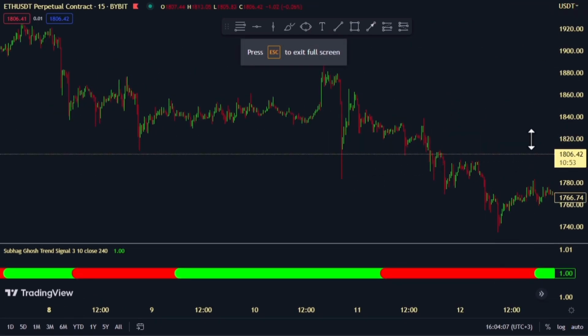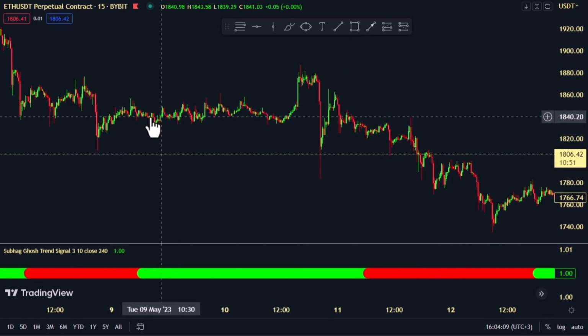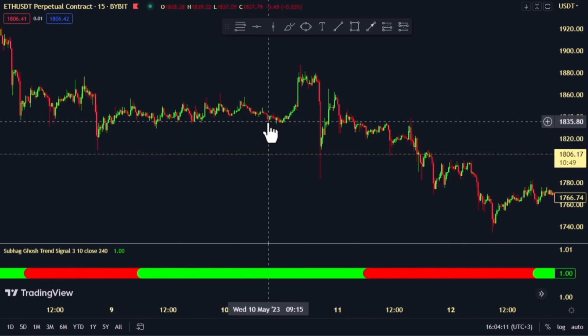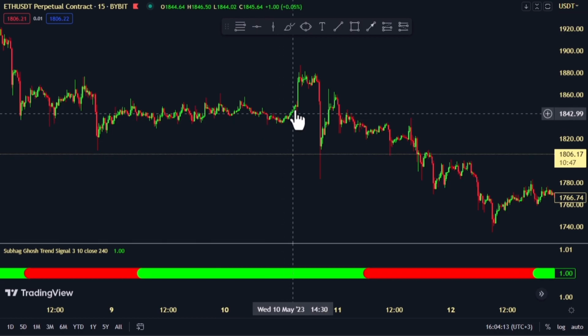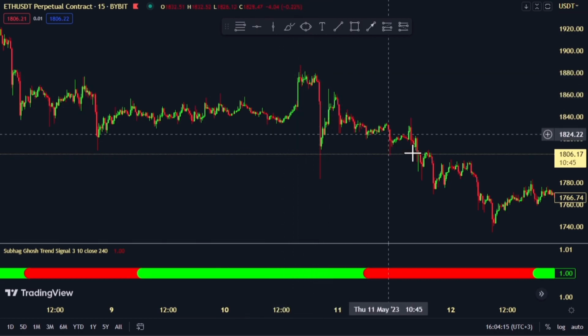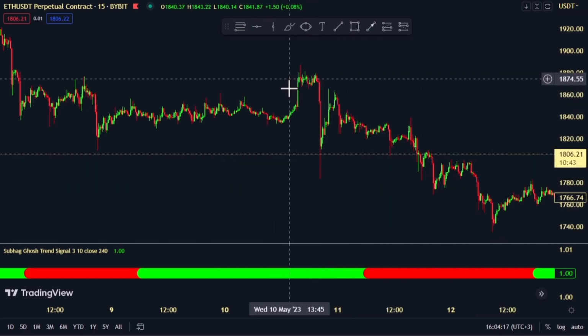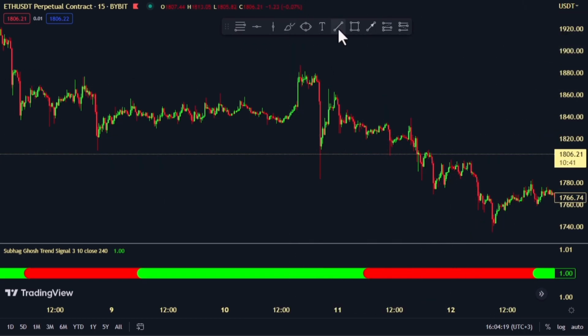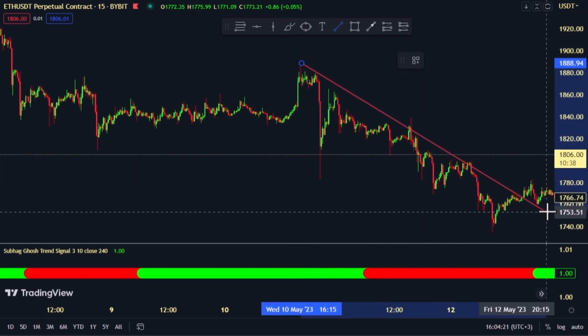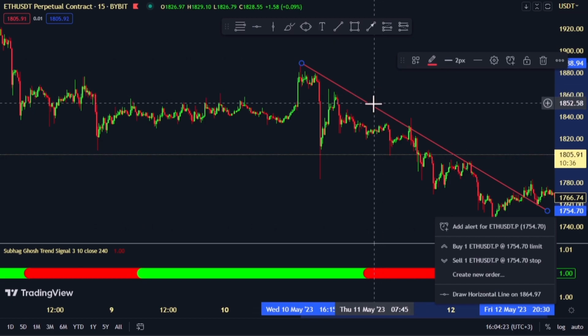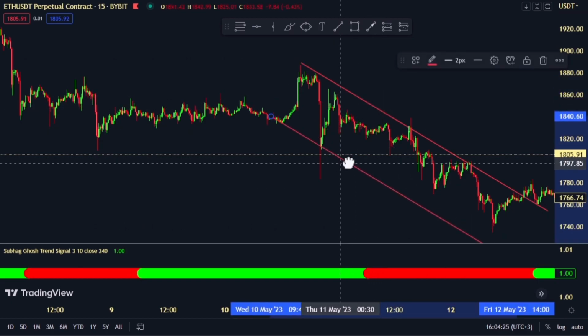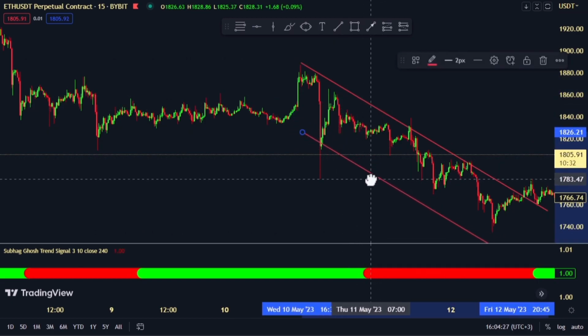As you can see, we had a range, a more sideways market here, then the market had a small movement to the upside and then it started its movement to the downside and it started its downtrend, and it was a beautiful downtrend, as you can see, which was here. And it was the upper part and the down part of the channel. So it was something like that.